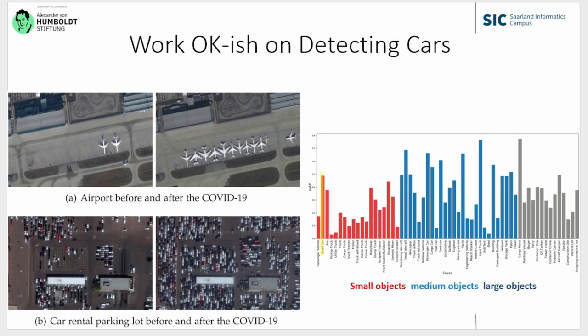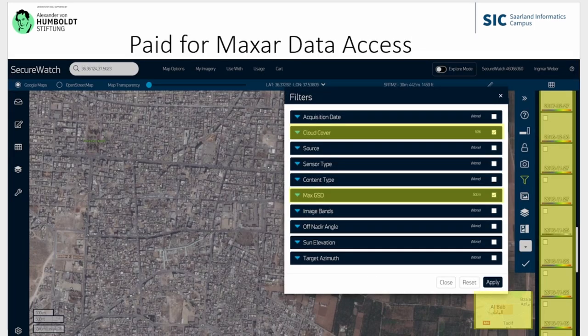At my previous institute, we actually paid for accessing Maxar's platform. Maxar, which owns Digital Globe, is the main provider of high resolution satellite images. On most Google Earth or Google Maps images, if you zoom in, at the bottom it would say copyright from Maxar or Digital Globe. So with access to this platform, we selected a couple of locations. We started, for example, in Syria, looking at Al-Bab.